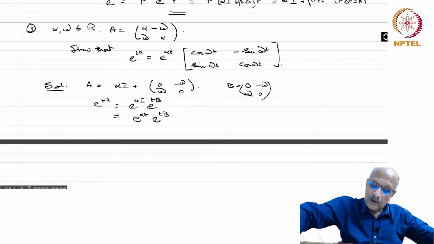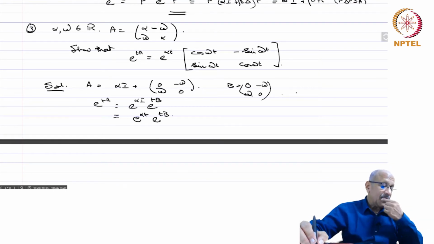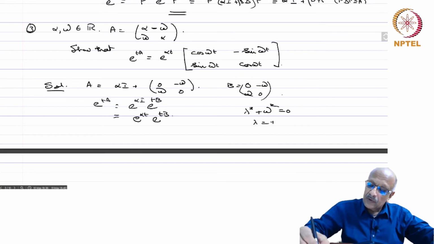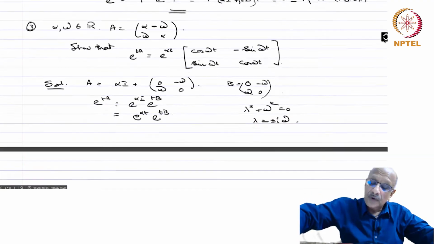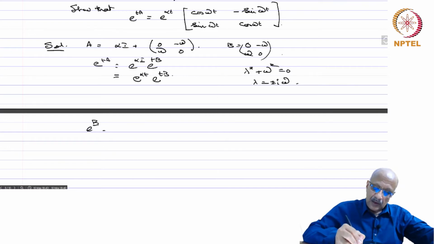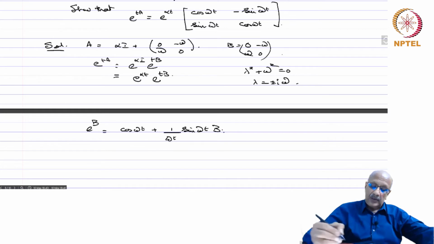Okay. So now, what are the eigenvalues of this matrix? If you compute the eigenvalues of this matrix, lambda square minus trace, which is 0, plus determinant, so that will give you plus omega square equal to 0. So lambda equals plus or minus i omega. So then if you compute the constants, then you can write e power tB is equal to cos omega t plus 1 by omega sin omega t times B.